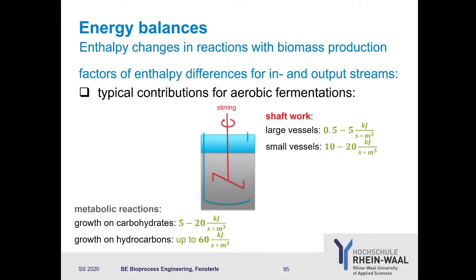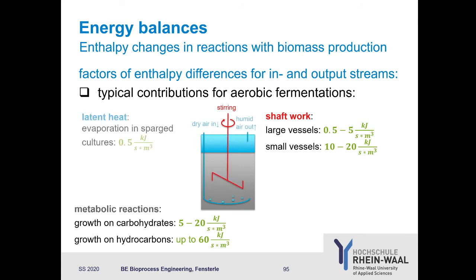Now, what comes from the shaft work? If we are in large vessels, we are in the range of 0.5 to 5 kilojoules per second per meter cube. In small vessels, we are in the range of 10 to 20 kilojoules per second per meter cube. So we can put in more energy in small vessels. You see that in small vessels, the energy coming from the shaft work is in the same range as the heat of reaction. But in larger vessels, the energy of reaction exceeds that.